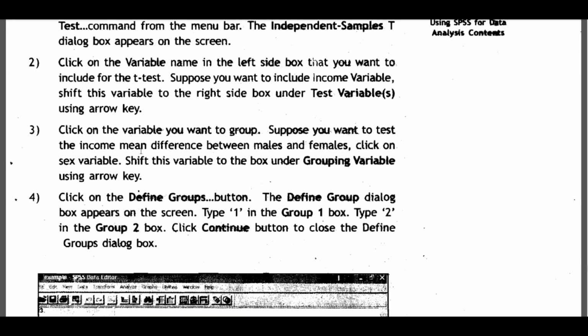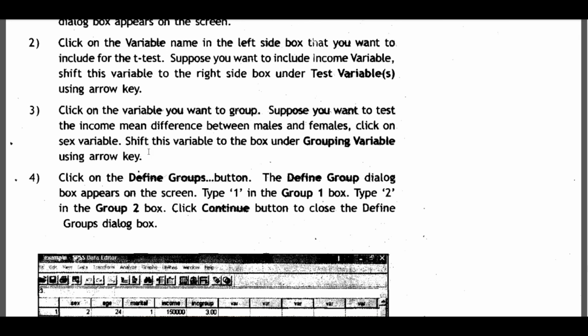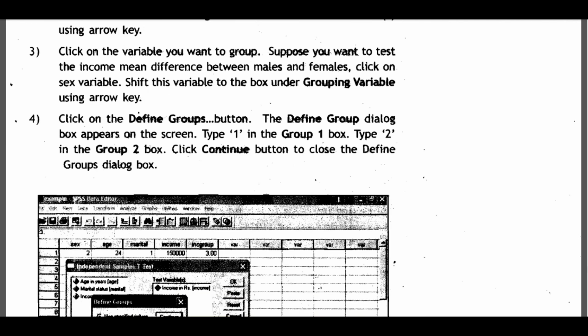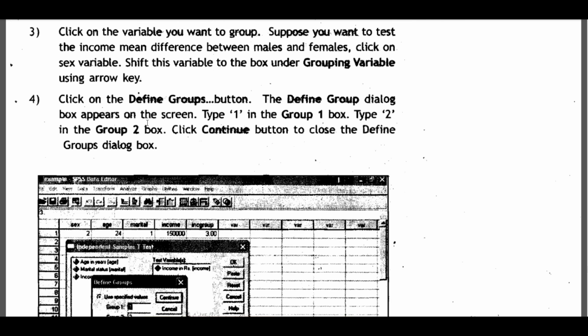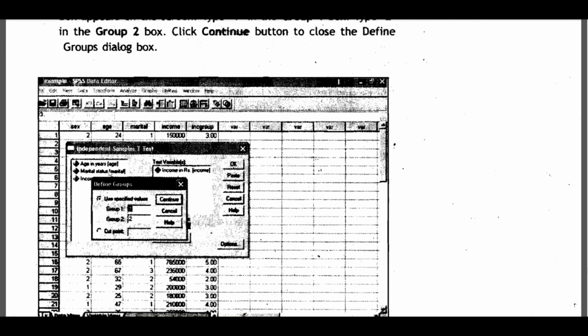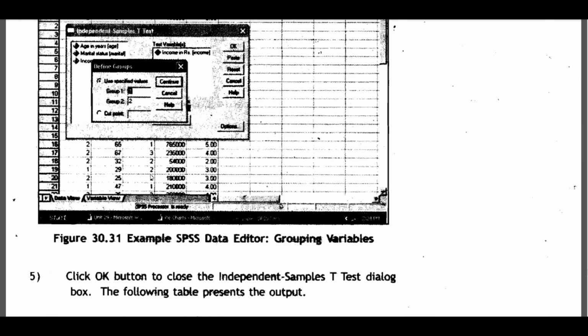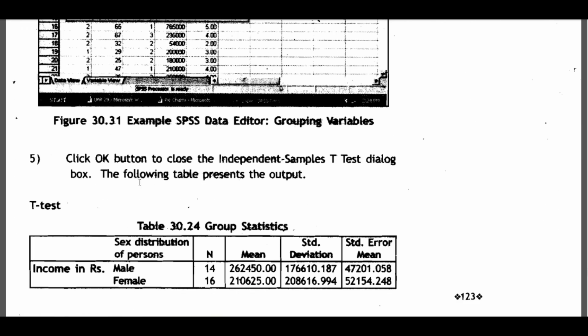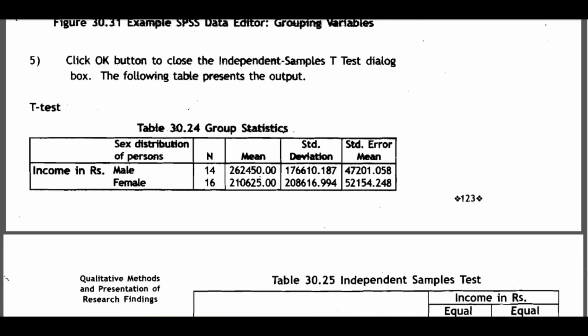Suppose you want to test the income mean difference between the males and females. Click on the sex variable. Shift this variable to the box under Grouping Variable using the arrow button. Click on the Define Groups button. The Define Groups dialog box appears on the screen. Type 1 in the group 1 box, type 2 in the group 2 box. Click the Continue button to close the Define Groups dialog box. So you can select group 1 and group 2 from here, and click the OK button to close the Independent Samples t Test dialog box. The following table is presented as the output.